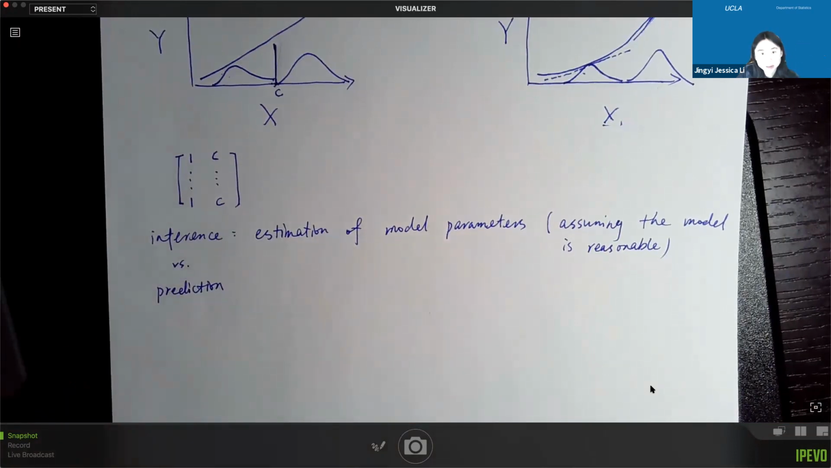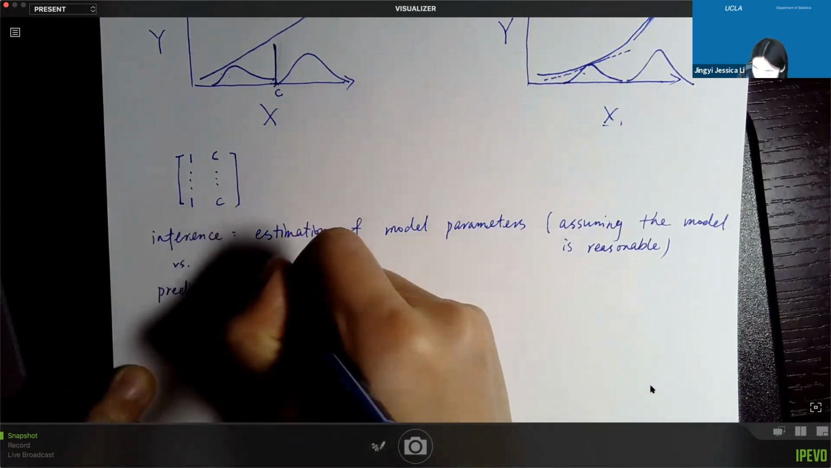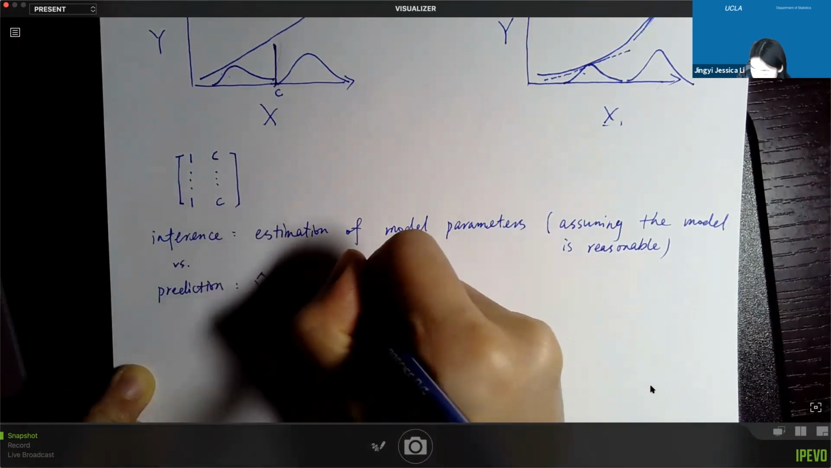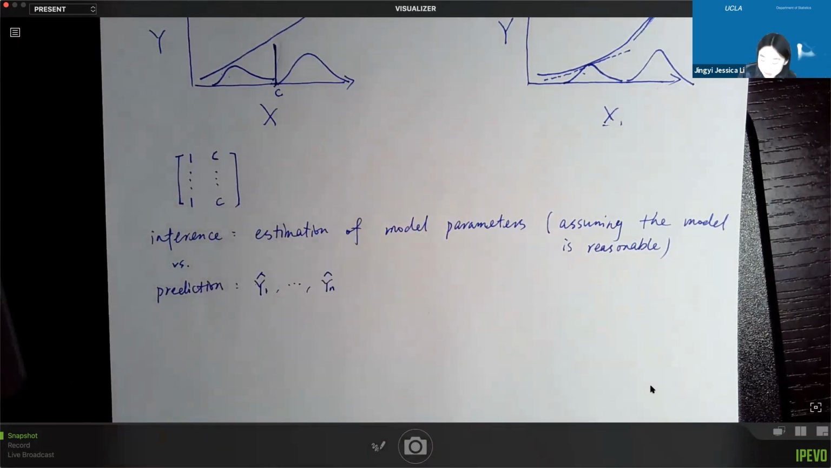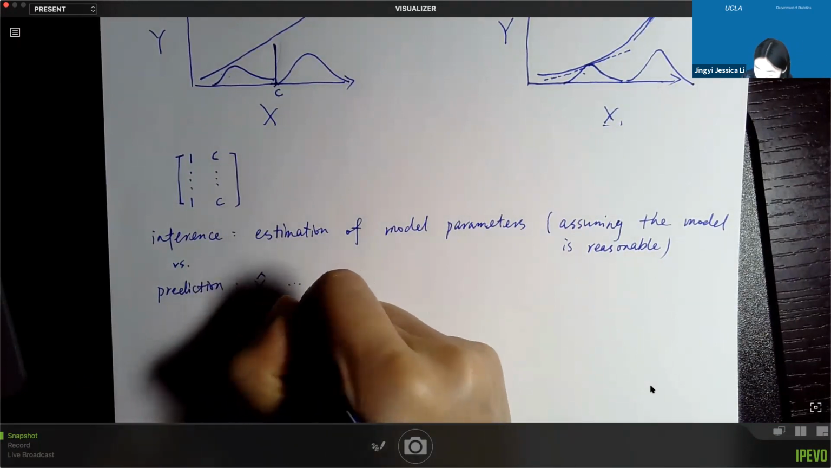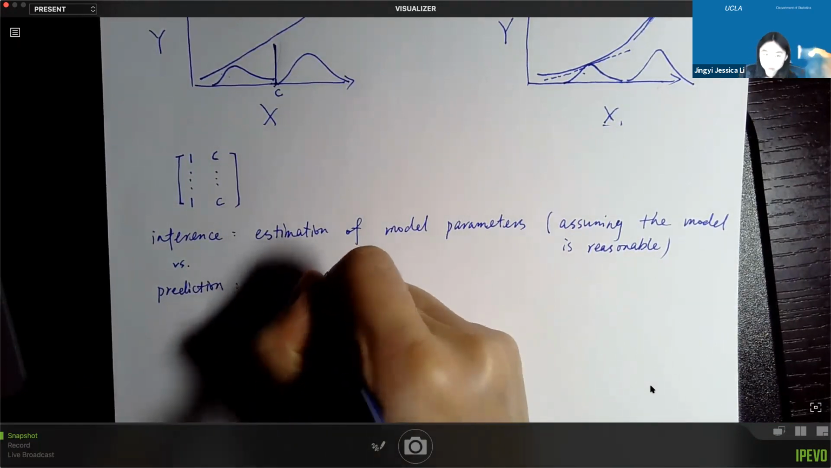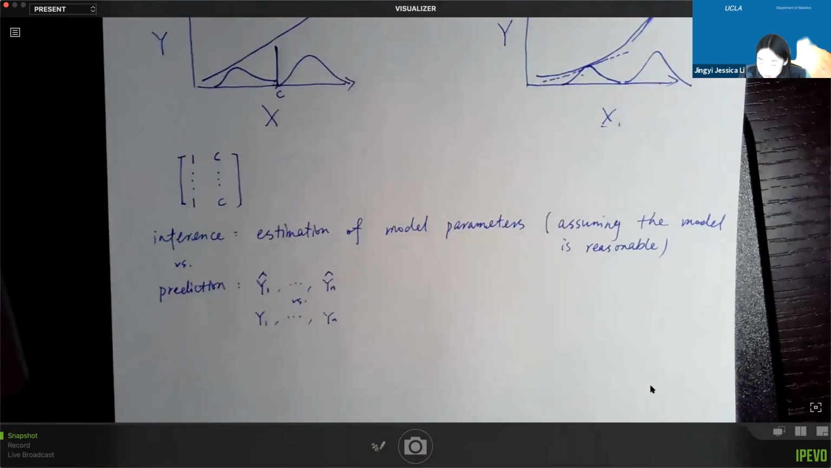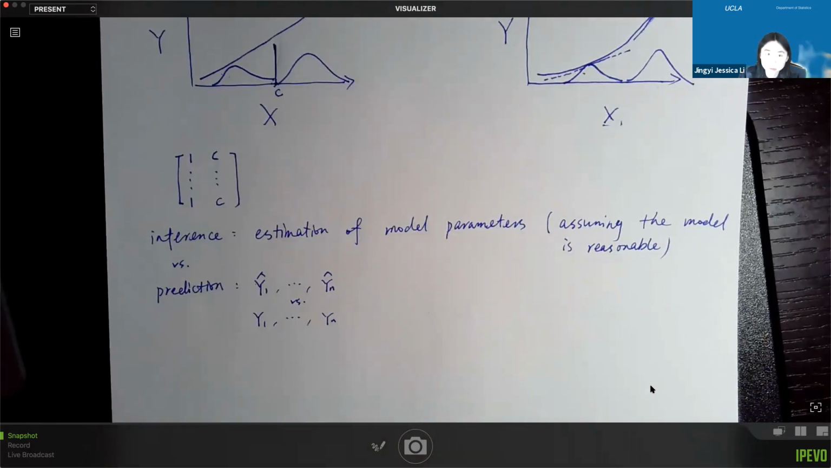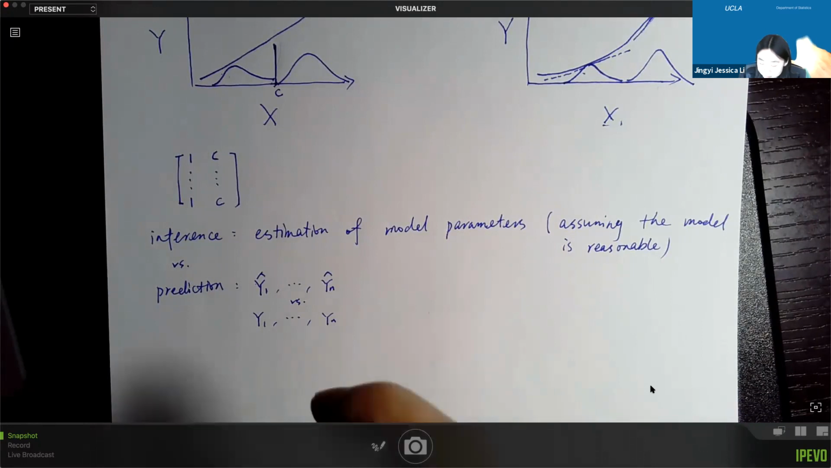Prediction has become, I would say, the focus of machine learning most of the time. By prediction, we mean that we are interested in predicting the response, y1 hat to yn hat, and how close they are to y1 to yn. This is what we call supervised learning, and this is where machine learning has been very, very successful. If prediction is our focus, then we care less about whether we can interpret the parameters of our model, and more about the prediction results.